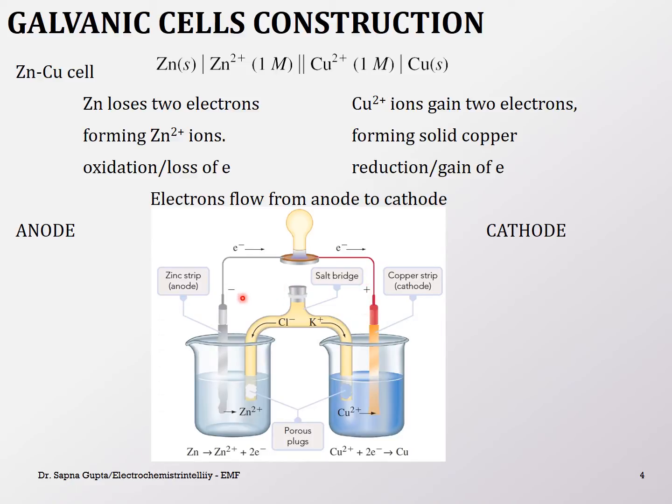So the anode here is the negative part, because anode is where the electrons are being created. The cathode is the positive part, because that is where the electrons are being accepted. Okay, and so just remember this part over here, the negative part. Okay, so that's how it works.